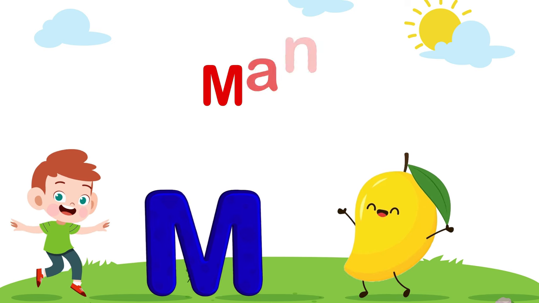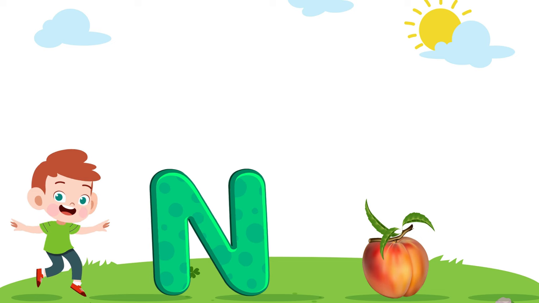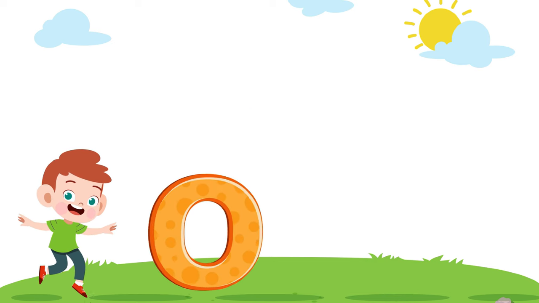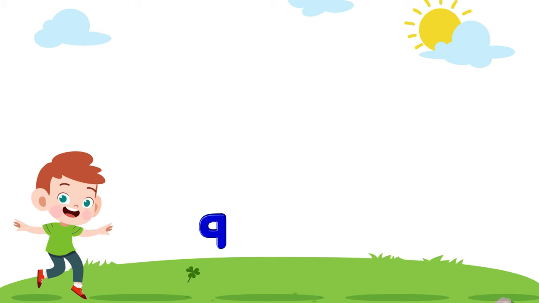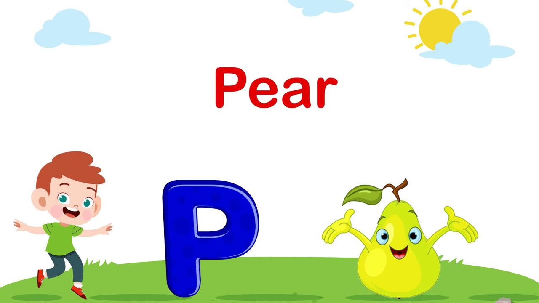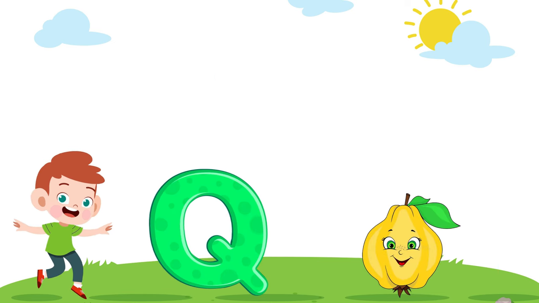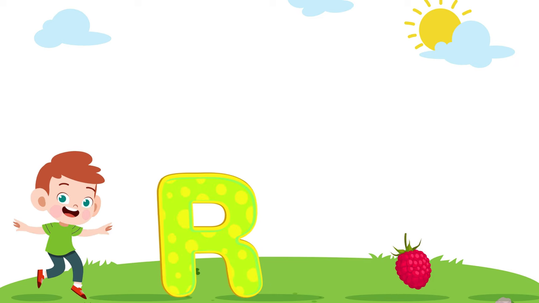M, M. Mango. N is for Nectarine Fruit. N, N. Nectarine Fruit. O is for Oranges. O, O. Oranges. P is for Pears. P, P. Pears. Q is for Quince.